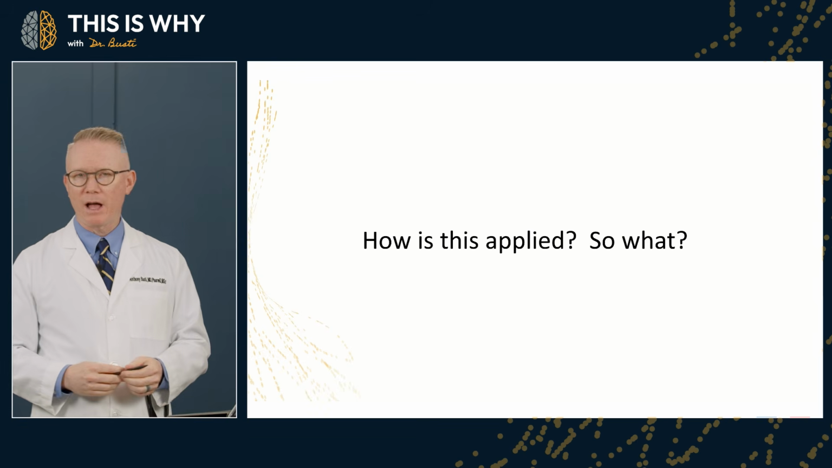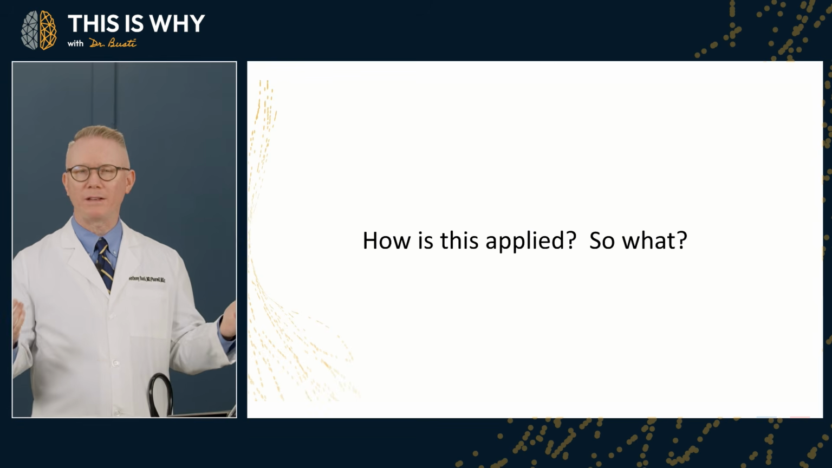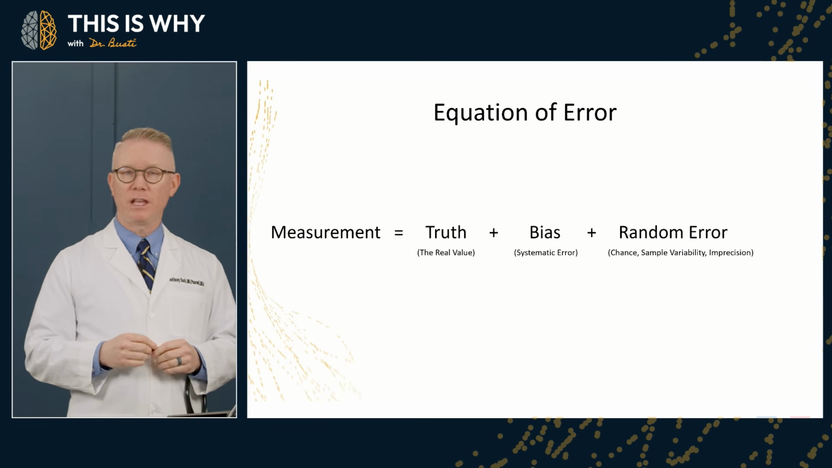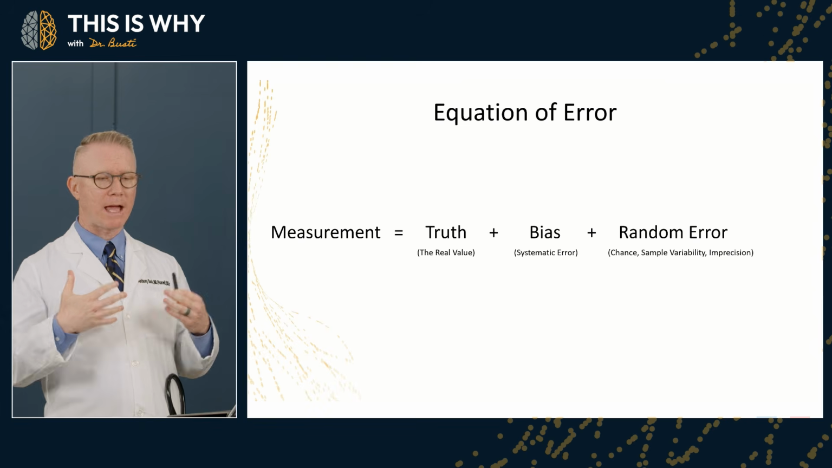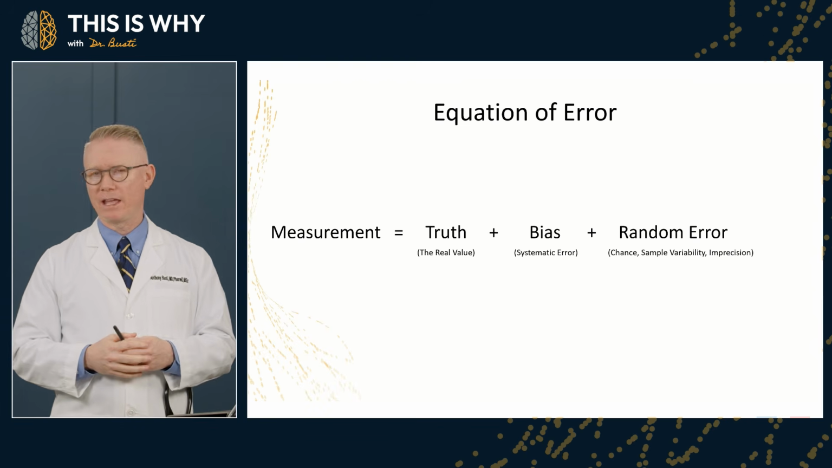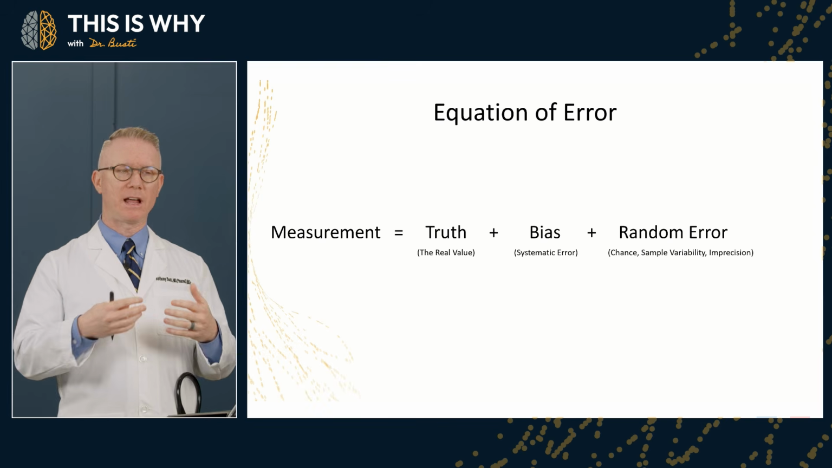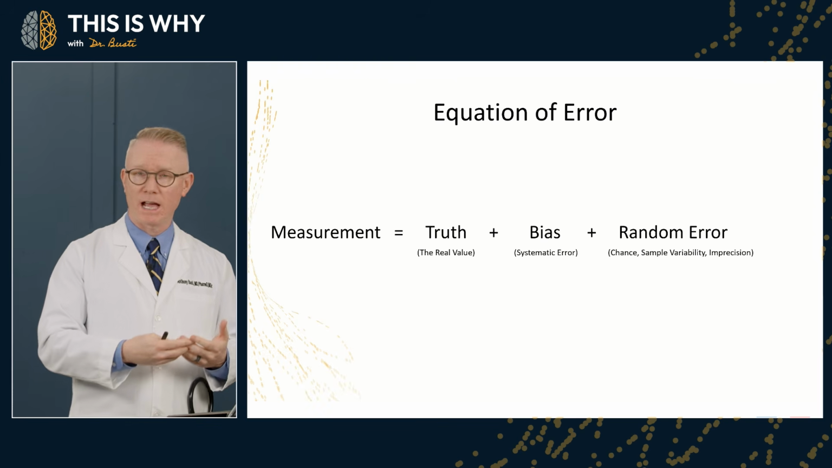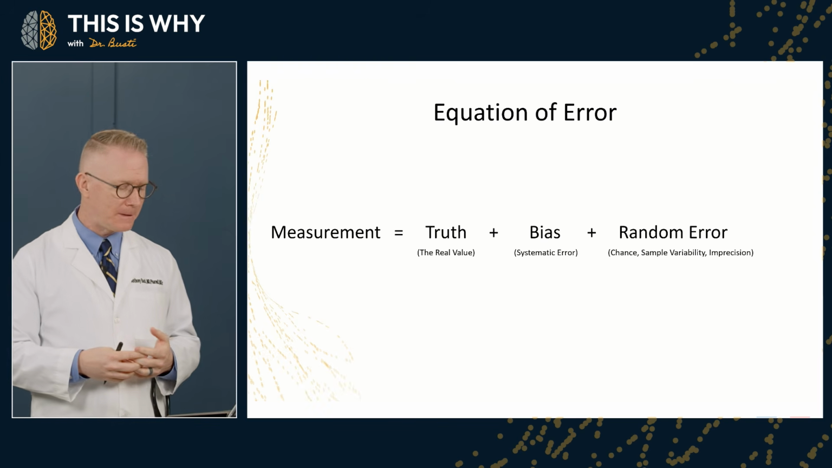So how does this apply? You know, so what? Why do we care? Well, you have to think about the equation of error. Remember I talked about bias, the systematic error that can get introduced. We want to make sure that's not happening in the study that we're evaluating on a particular test, because I've got to decide whether I'm going to use it or not.